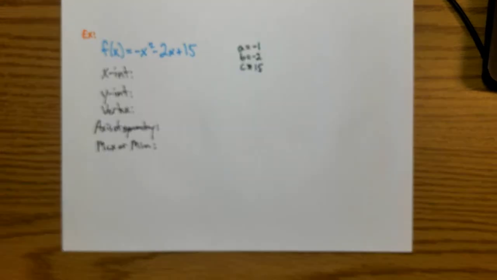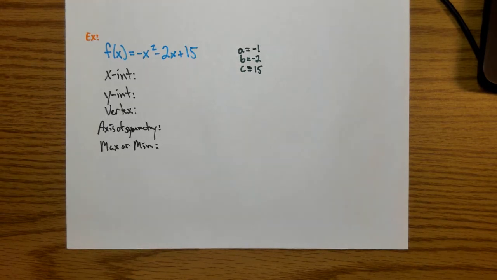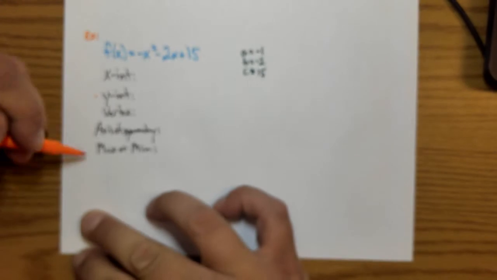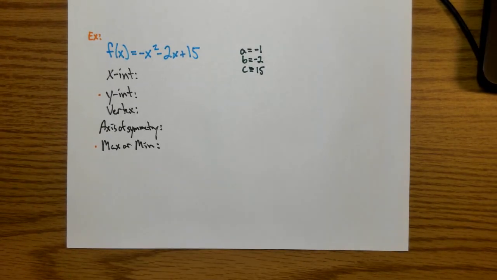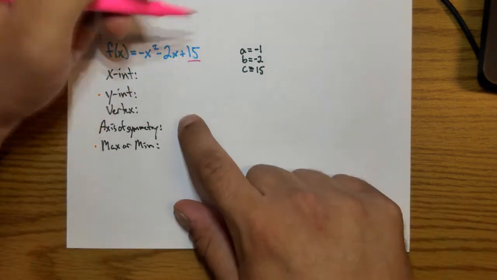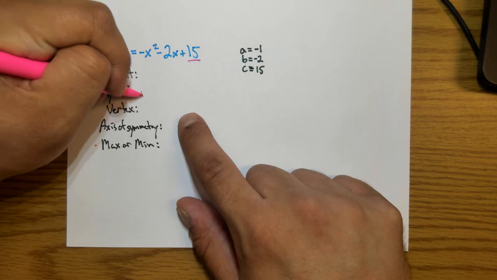By the way, are there things that we can answer immediately just by seeing this? There are. There are, in fact, 2 of them. We can answer the y-intercept and the min and max just by looking at the function. Well, the y-intercept is just the last value. So that's going to be 15. It's just our c, so y equals 15.